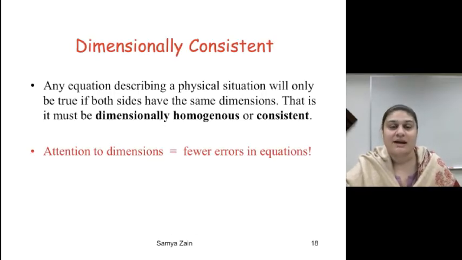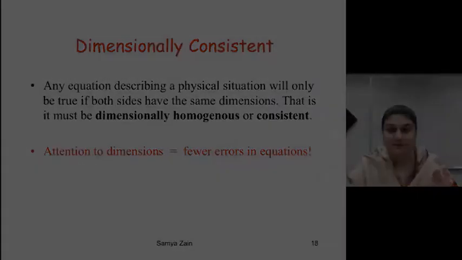Dimensionally consistent. Any equation describing a physical situation will only be true if both sides have the same dimension. That is, they must be dimensionally homogeneous or dimensionally consistent. Here's a word of warning. Pay attention to dimensions, and you will have fewer errors in equations. Whenever you see an equation that's written out, please make sure that it is dimensionally consistent. It will avoid lots of headaches towards the end.